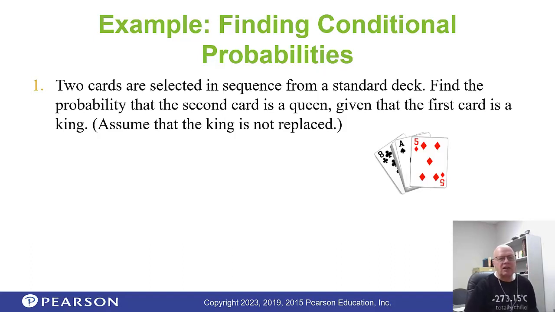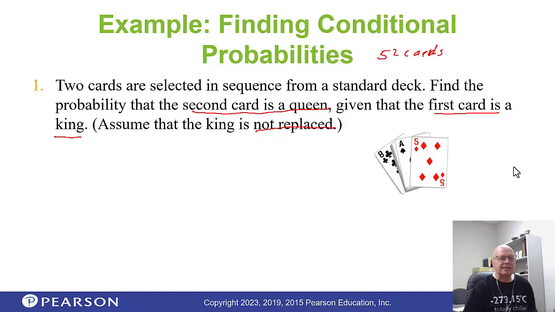Here's an example, and I think you'll probably get the idea now. It says 2 cards are taken in sequence, that's one after another, from a standard deck, and that's 52 cards. If you're halfway familiar with cards, you'll know what I'm talking about. You want to find out the probability that the second card is a queen. So that's your focus. And the information you've been given in advance is the first card was a king. And you're going to assume that king was not put back in the deck.